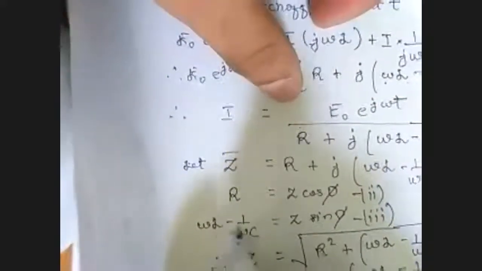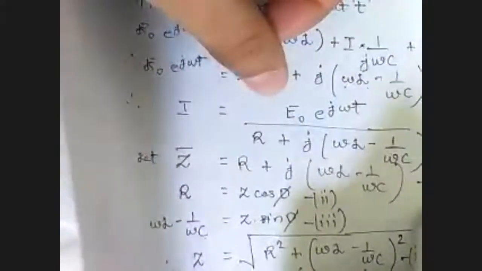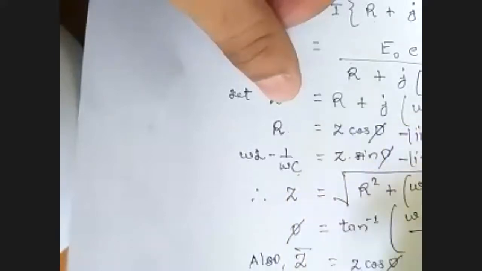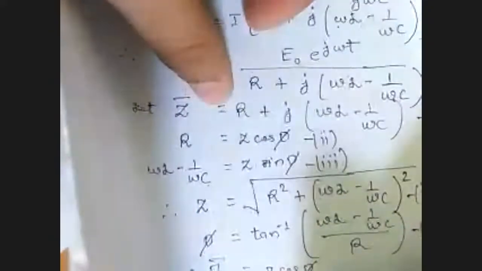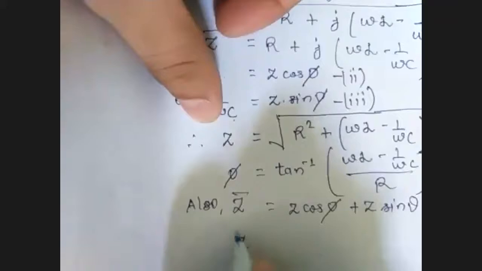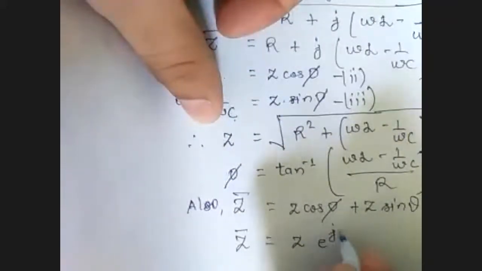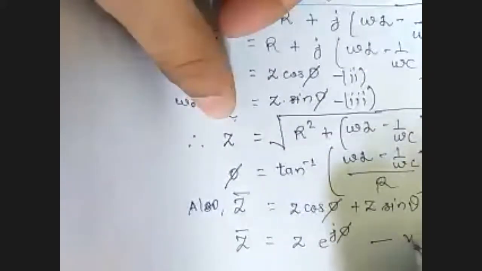And if we replace the value of R and omega L minus omega C in equation 1, then what are we going to get? Z bar can be written as Z cos phi plus j Z sin phi. What does it mean? I can represent Z bar as Z e to the power j phi. This is equation 5.